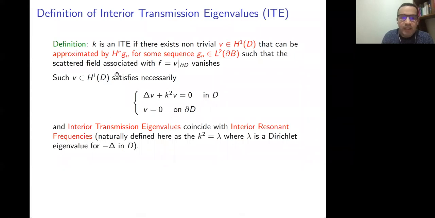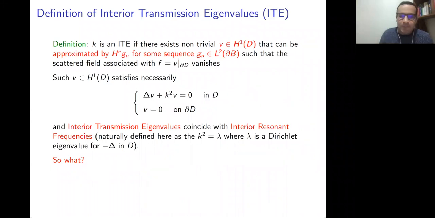So you obtain that, of course, you have quasi-invisibility for this combination of point sources, if you can build that, only if k squared is an eigenvalue of this interior problem. And in fact, we can prove that this definition is equivalent to the fact that k squared is a Dirichlet eigenvalue for the negative Laplacian in D.